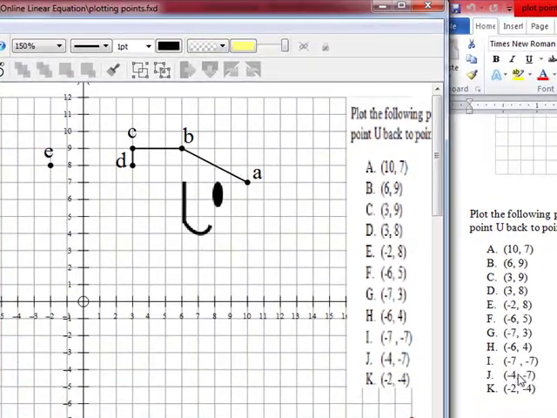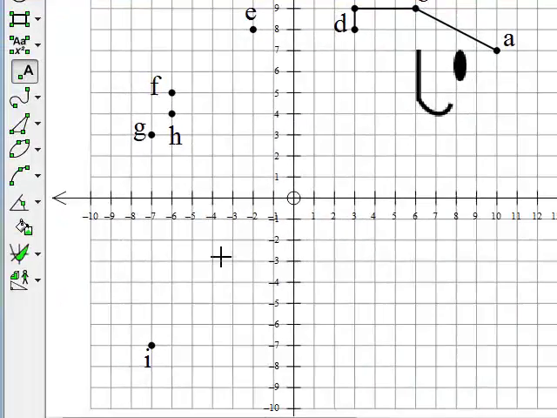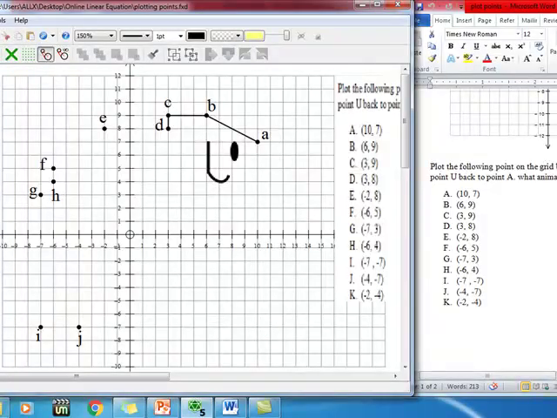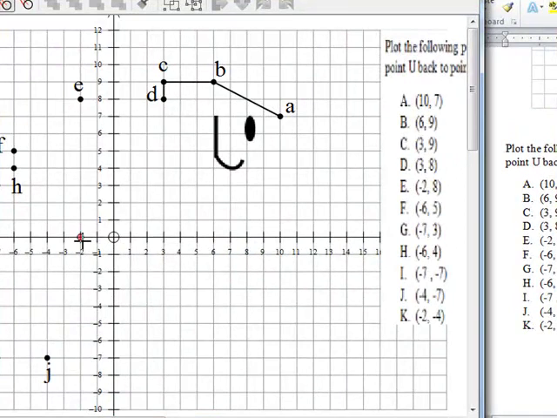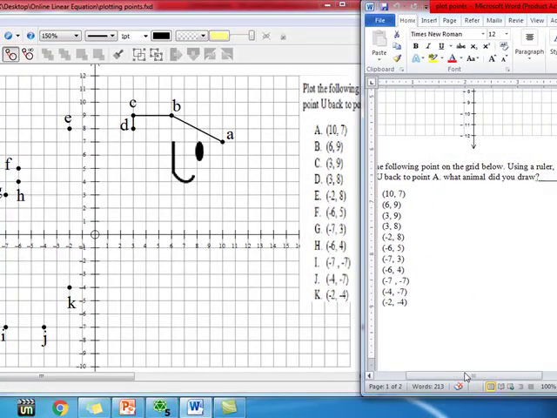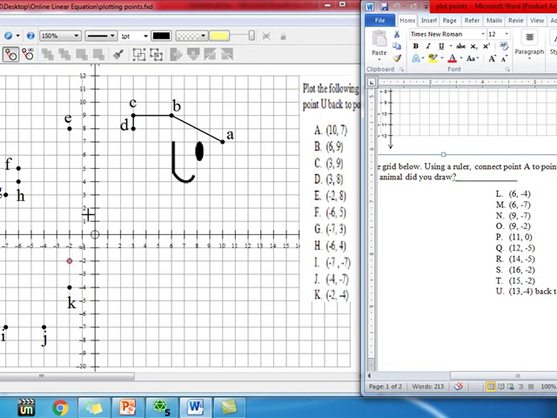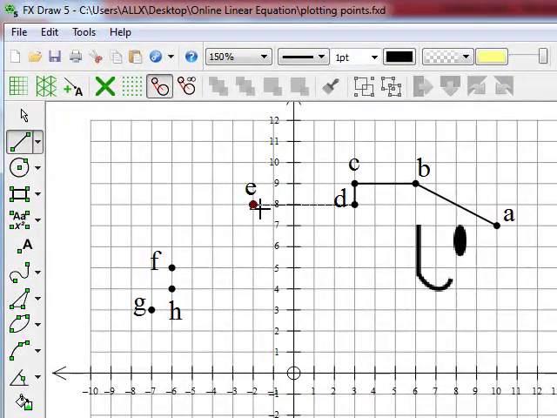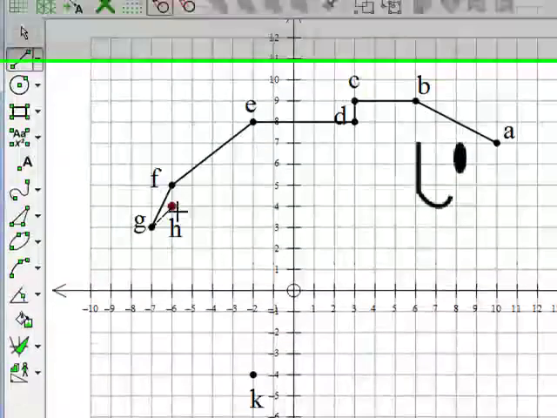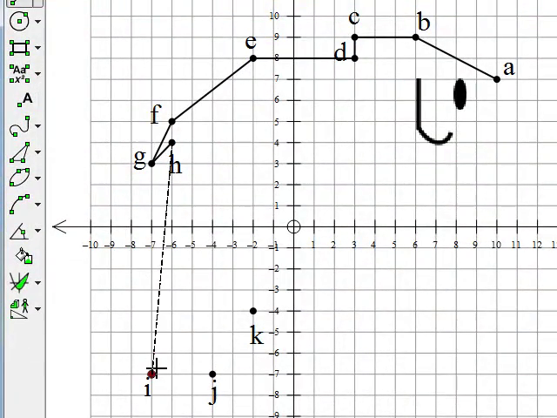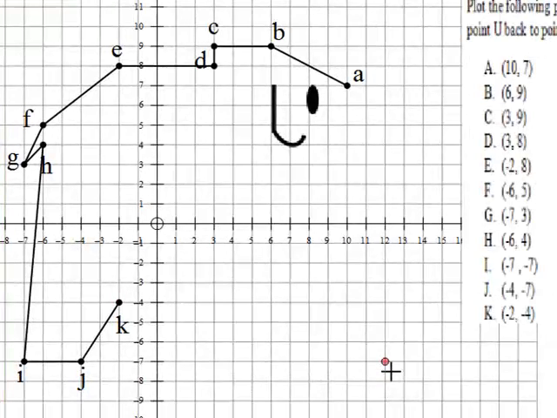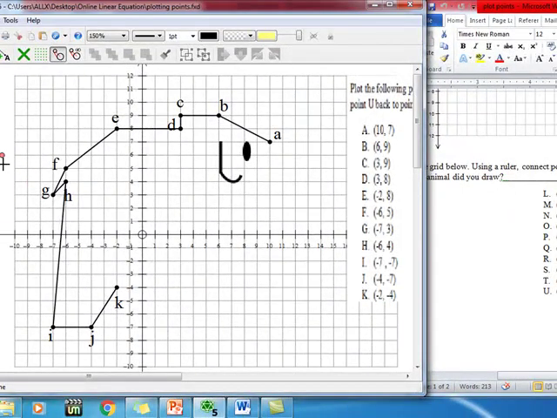J, -4, -7. K, -2, -4. And then we have on the other side, we continue. So let's connect all the points here. From D goes to E, from E goes to F, F to G, then G to H, then we have H to I, then I to J, then J to K. Right? What do we have? Looks like a dog or something like that. Let's continue with the points.